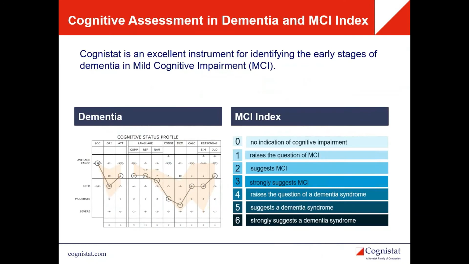And it provides reference profiles. The shaded areas that you can see here are gathered based on the norms that we have. So you can actually compare your patient with those reference profiles. And there is also an MCI index, which will give you the likelihood and a risk assessment for mild cognitive impairment, delirium, or dementia from levels 0 with no indication of cognitive impairment all the way to level 6 that strongly suggests a dementia syndrome.